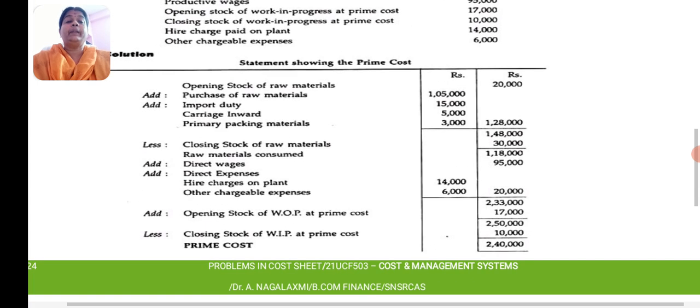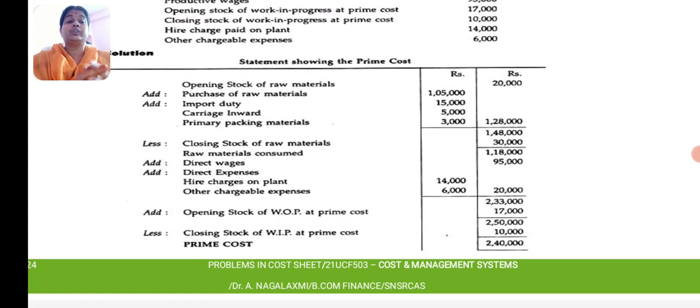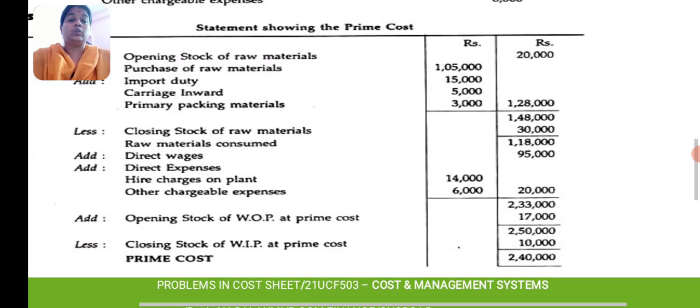So we should prepare a statement showing the calculation of prime cost. For that we have to allocate a particulars column and two amount columns. That is, one amount column, the inner column, to make the calculation, and the outer column is to ascertain the value. So opening stock of raw material is 20,000.